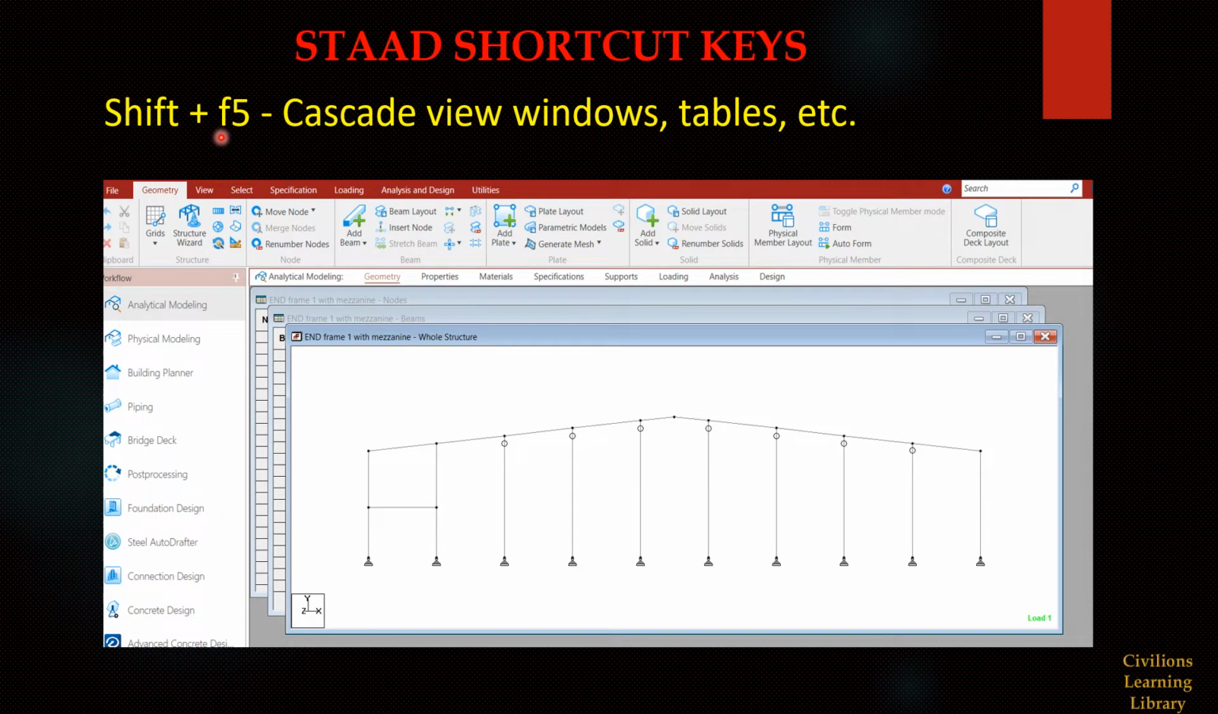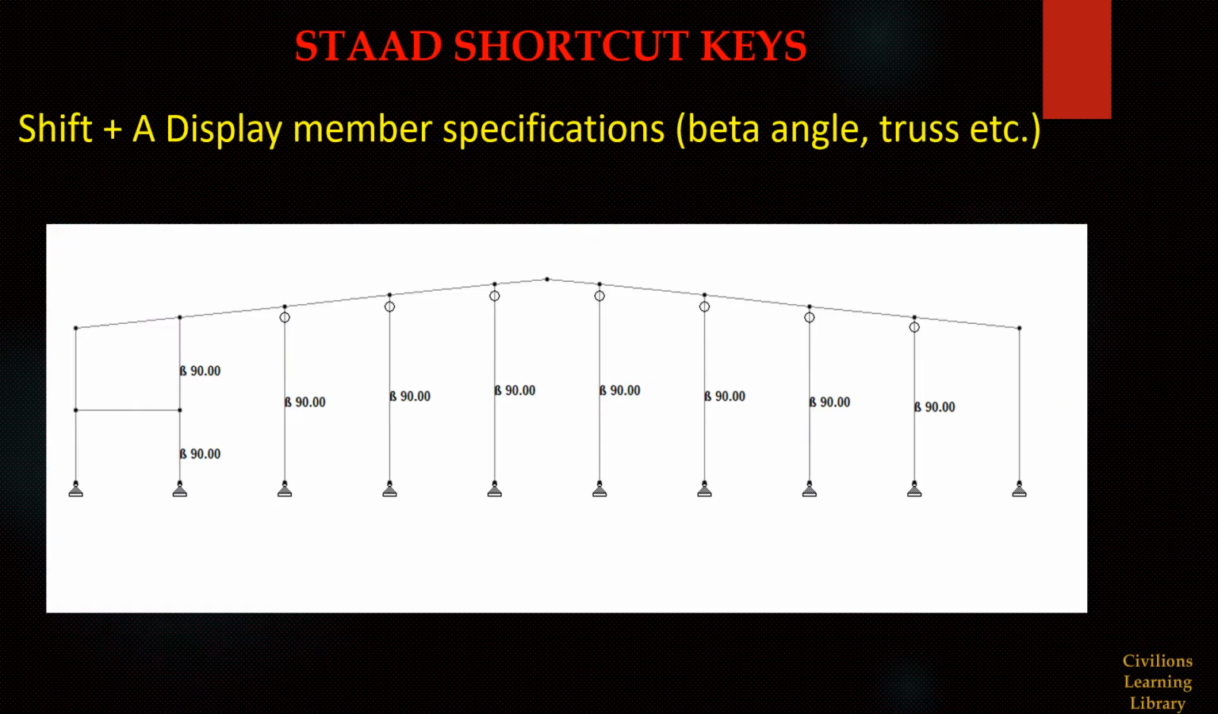Then Shift plus F5 is used to cascade all the windows in STAAD. You can see an example here in this image. Then the Shift plus A key is used to display the member specifications, like which members are assigned as trusses, and the orientation of the column, whether it is 0 degree or 90 degree, and so on.